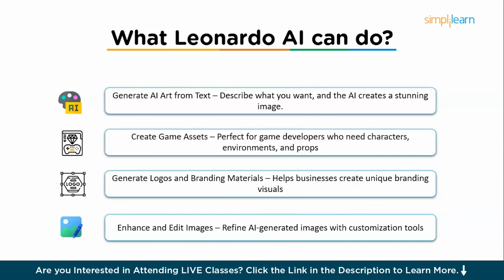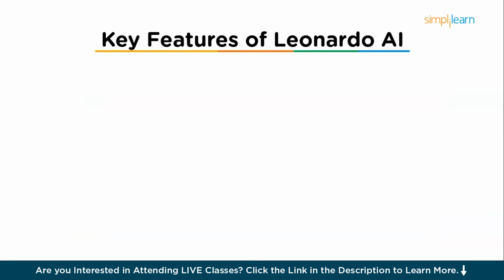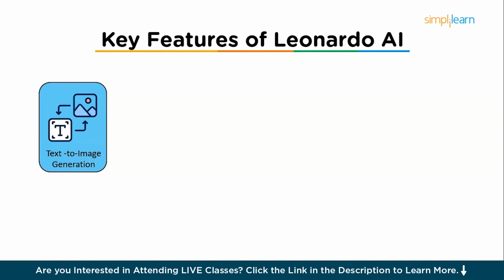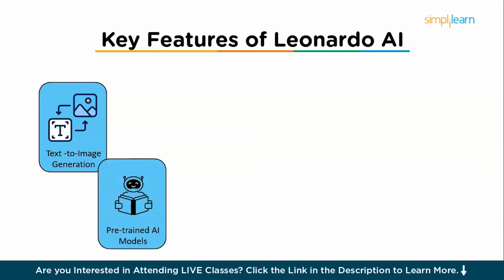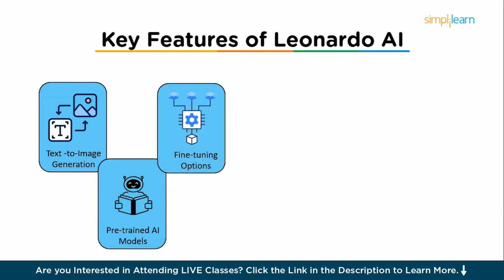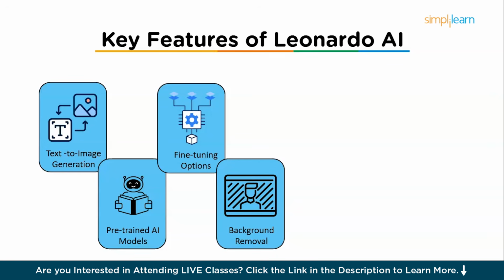Now, moving on to the key features of Leonardo AI. So, let us see the key features. First, text to image generation. Turn words into stunning artwork effortlessly. Now, moving on to the second one, we have pre-trained AI models. Use different AI styles like realism, 3D, and cinematic looks. Then, moving on, we have fine-tuning options. Customize your images by tweaking colors, lighting, and details. Now moving on, we have background removal. Instantly remove backgrounds for designs and flexibility.